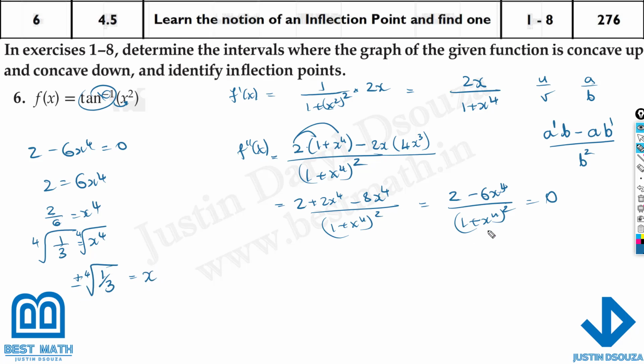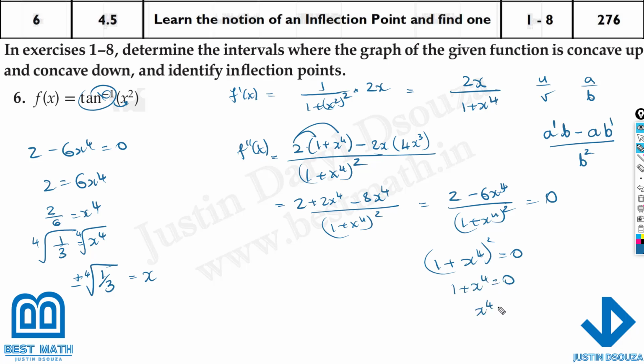These are the inflection points. What about the denominator? I'll just do it down over here. It's 1 plus x power 4. The square will cancel off, right? See, the square is there. Let's take square root on both the sides. Square root of 0 is 0. So you're just remaining with 1 plus x power 4 is equal to 0.